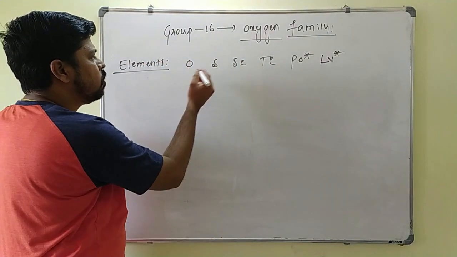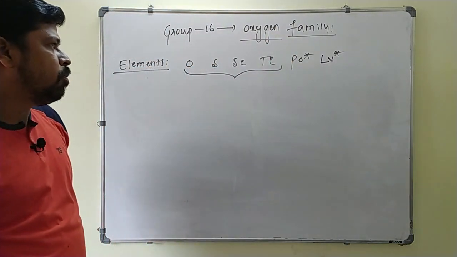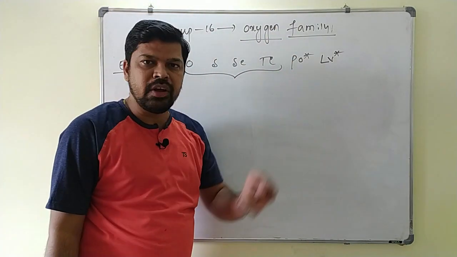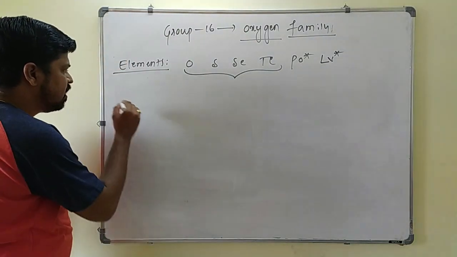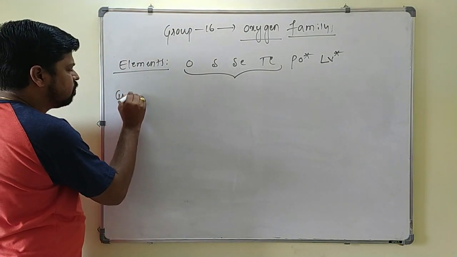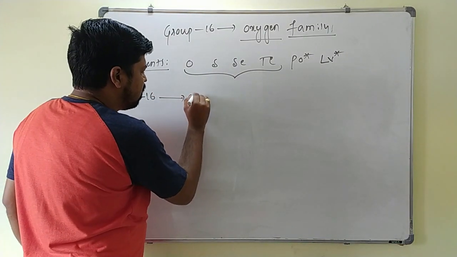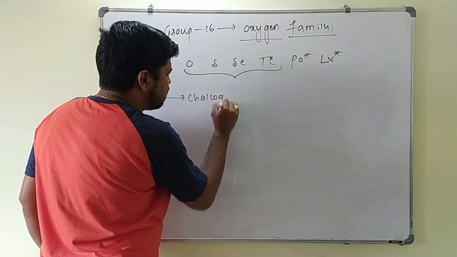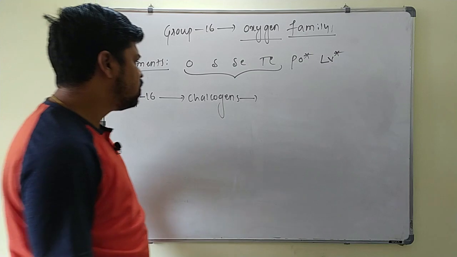So in this group 16, the chemistry of these four elements will be of more importance because these two are radioactive elements, so it is difficult to study their chemistry. Next thing is these group 16 elements, they are also called as chalcogens. They are also called as what? Chalcogens.